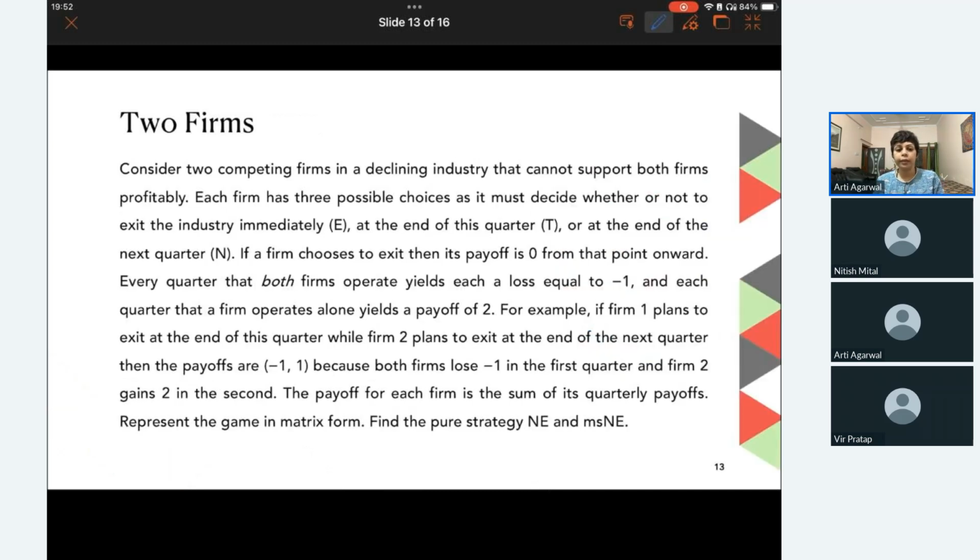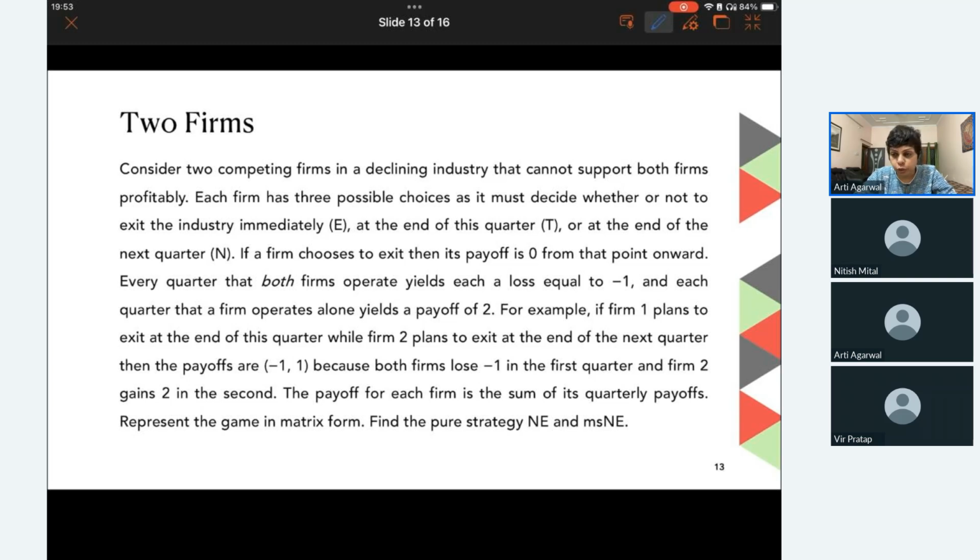This is a slightly long question, but it is an important category of things. In this, there are two competing firms in a declining industry that cannot support both the firms profitably. Now, each firm has three possible choices, as it must decide whether or not to exit the industry immediately. That is E. You can call that a strategy E. Whether it should exit at the end of this quarter, T, or at the end of the next quarter, N. The firms have three strategies, E, T, and N.